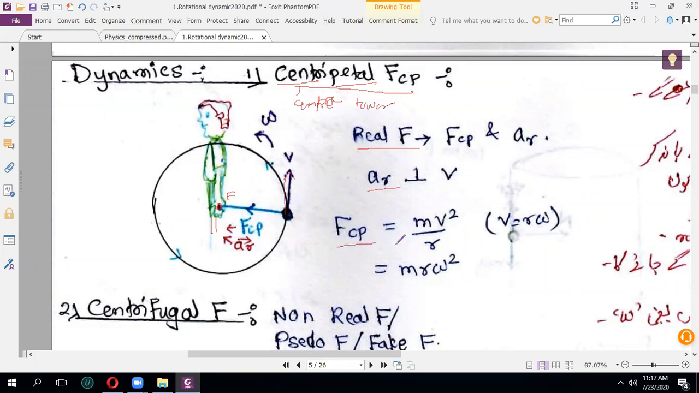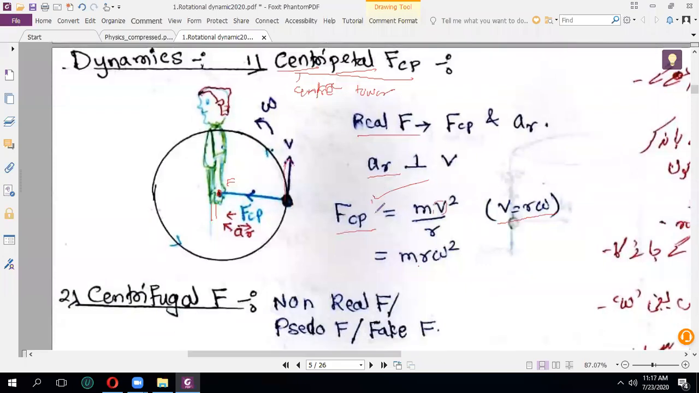What is the formula of centripetal force? mv square upon r. We know that v is equal to r omega. So here, instead of v, I am replacing r omega. What we get is m r omega square. Okay. We will go through this centripetal force more clearly later.